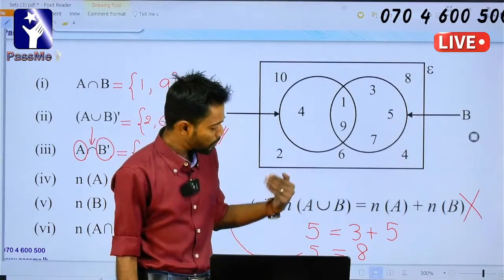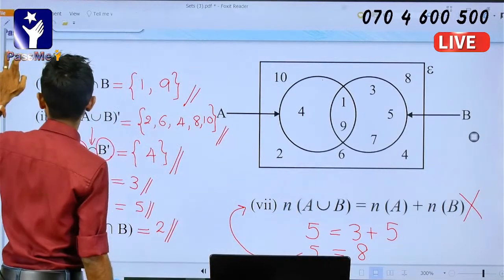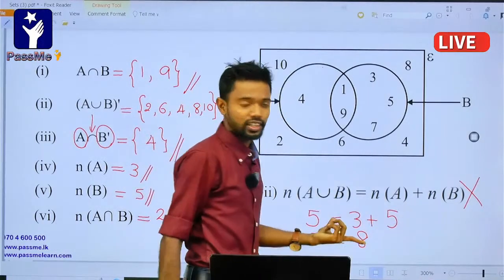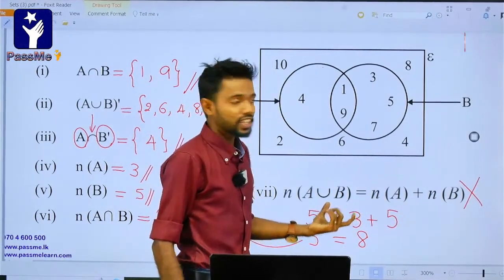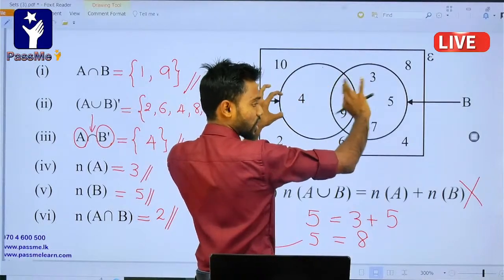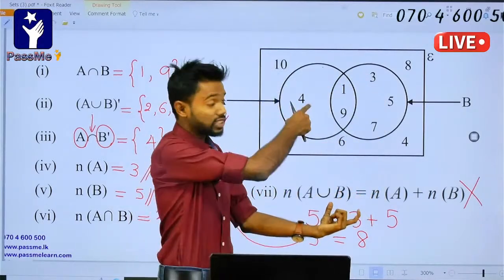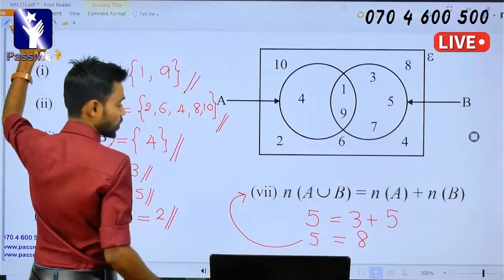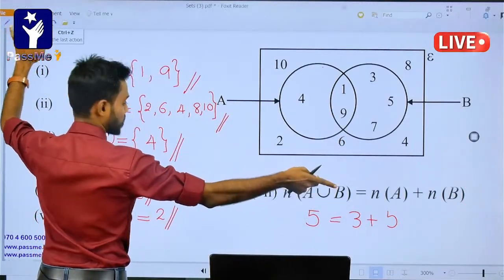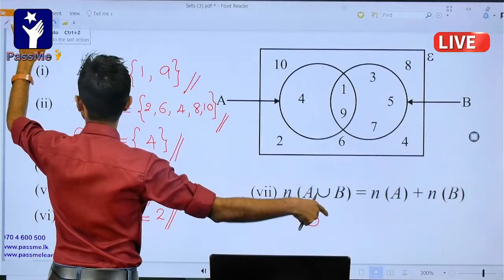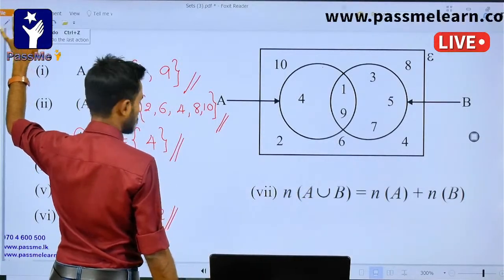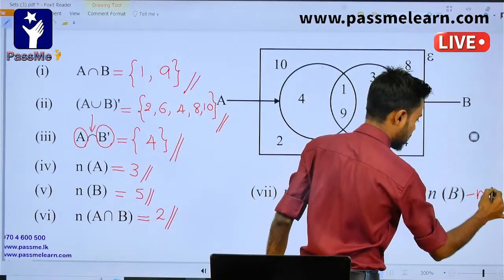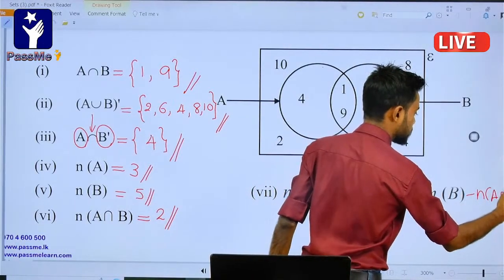If you look at the previous equation, we already know that this is not the original equation. This is for when there are two circles which are separate from each other. But this is not the case. There is a common region. Therefore, you need to make both sides equal, so you need to add to the original equation like this, minus n(A intersect B).